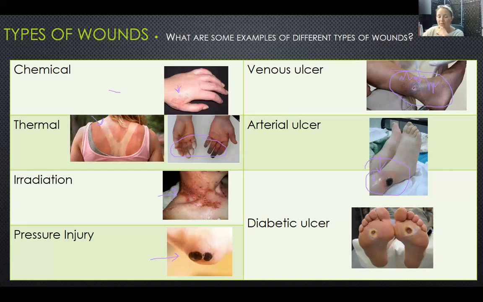With diabetic ulcers, these injuries are related to diabetic neuropathy and are also contributed to by less blood flow getting there and poor wound healing.